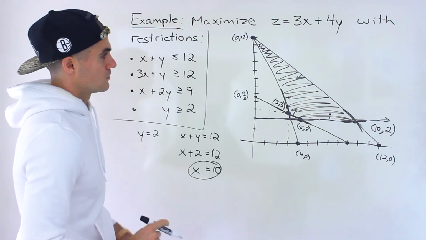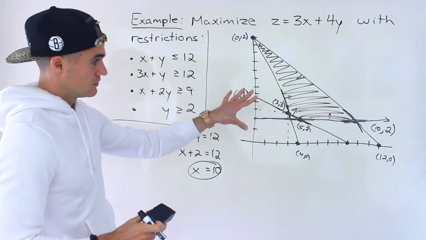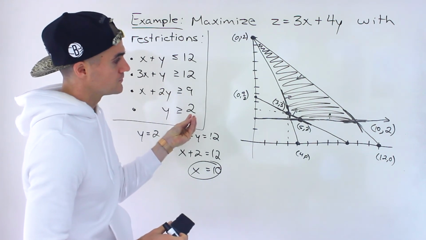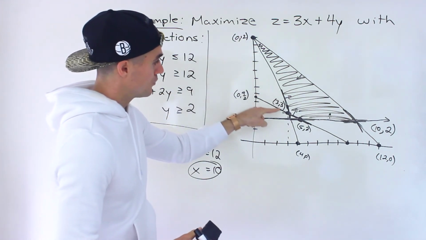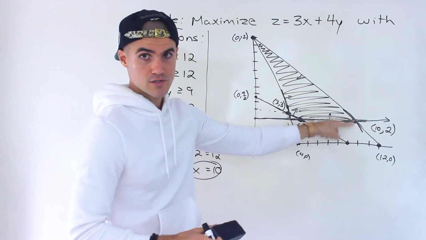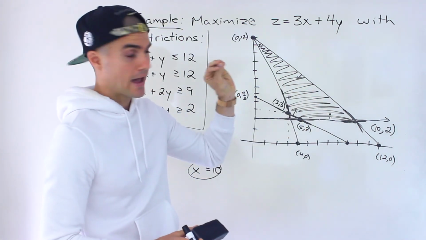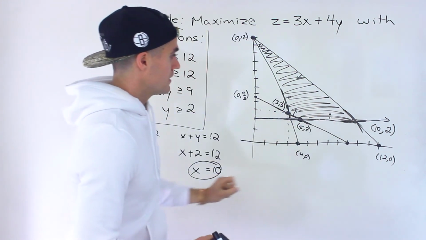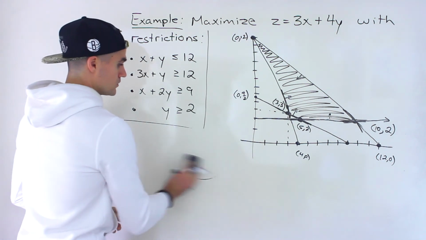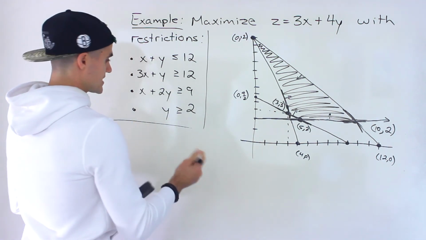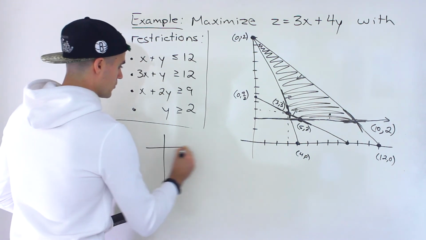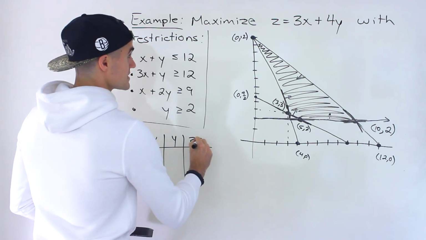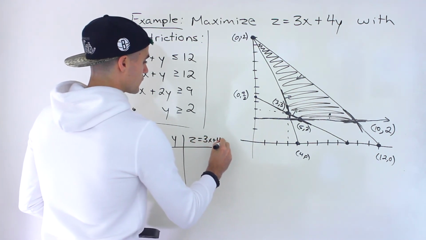All right, so now what we have is the region that's bounded by these restrictions, which in my opinion is probably the toughest part to get, and we have the points of the corners of that region. Remember, the optimal solution is always going to happen on one of the corners, and there's 4 corners in this case. Okay, so now what we've got to do, pretty simple, is just test all of these points. So we have x, a corresponding y value, and then we want to see what the z value is going to be, which is 3x plus 4y.